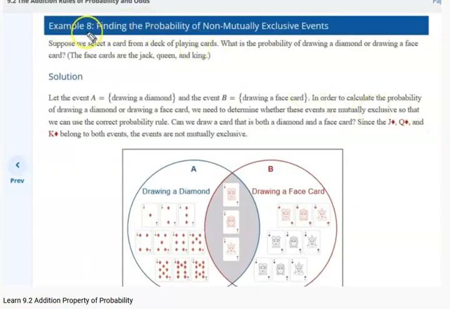Now in example 8, and I'll use my pen because this gets a little confusing here. Suppose we select a card from a deck. And what's the probability of drawing a diamond? Now, how many diamonds are in a deck? And that would be 13 diamonds out of 52. Now, or drawing a face card. Now, how many face cards? These are Jack, Queen, and King. And there's 4 suits, so that would give us 12 out of 52.